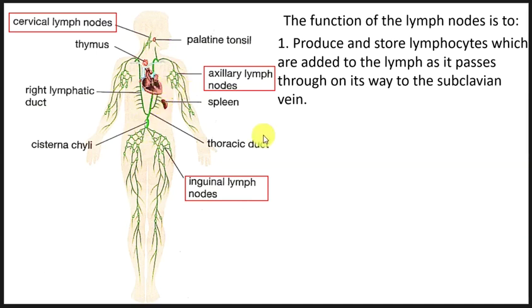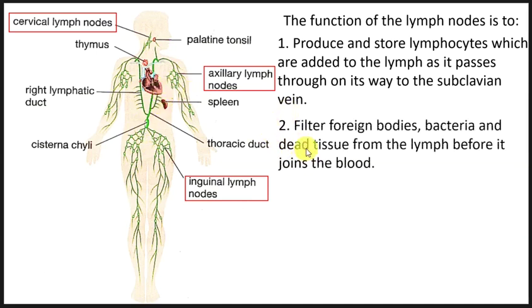Okay, then the other function is to filter foreign bodies, bacteria and dead tissue from the lymph before it joins the blood. So the lymph nodes clean the blood. They filter foreign bodies, any material which is not supposed to be in the body, and also bacteria and dead tissue from the lymph before it joins the blood. So that's their function.